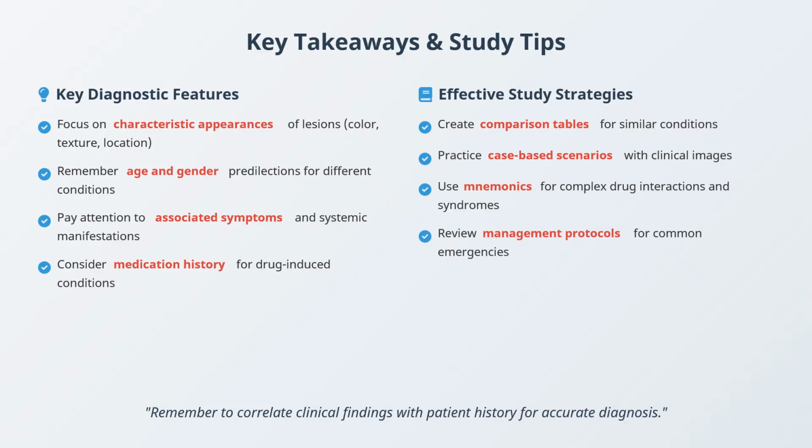Okay, consider the medication history for drug-induced conditions, and for your study in this short time, use effective study strategies: create comparison tables for similar conditions and practice case-based scenarios with clinical MCQs. You need to know the signs and symptoms to make a good diagnosis of the disease. And when you know the diagnosis, you need to know the suitable drug option, the drug of choice, or the first line of treatment for the case.